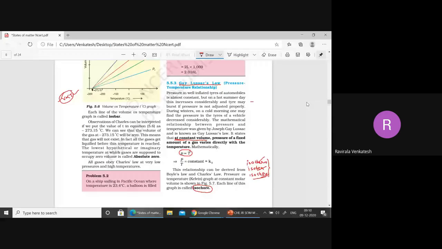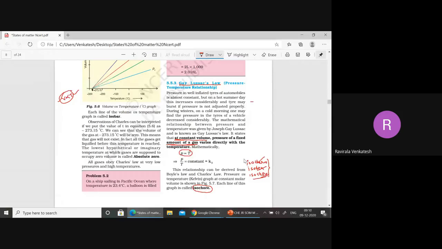Now this is about Gay-Lussac's law. At constant volume, the pressure of a fixed amount of gas is directly proportional to the temperature. Here the moles and the mass of the gas are constant. Now, when you plot a graph between pressure and temperature at constant volume V1, temperature increases and pressure also increases.